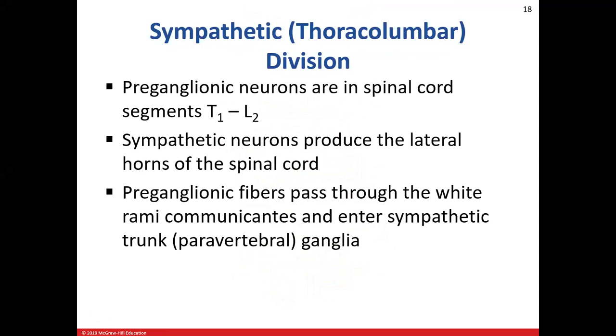Now we get into the sympathetic division, which we already know is going to be found in the thoracolumbar region. The preganglionic neurons are going to be found in the spinal cord segments right around that T1 to L2 region. Those sympathetic neurons are going to be produced within the lateral horn cells of the spinal cord at these segment levels. We find the pathway, however, is where the preganglionic fibers will pass through what we call the white rami communicantes, and they're going to enter the sympathetic trunk, or what we know as those paravertebral ganglia that we identified running alongside the spinal column.